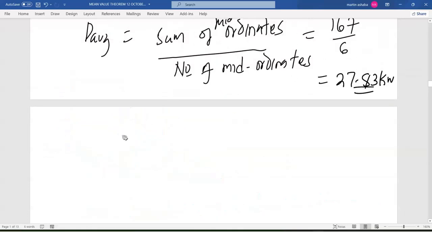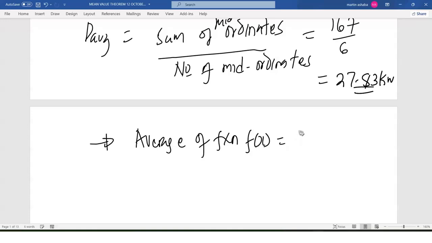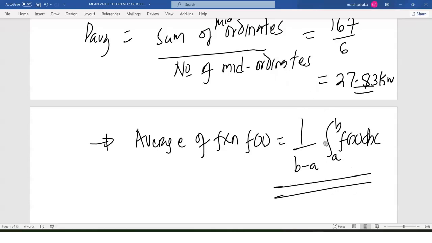So this formula is still within the average value of a function f of x, which equals 1 over the length of the base times the area under the curve. So the area under f of x with respect to x still satisfies this formula, which is the average value or the mean value theorem when we talk about a function f of x.